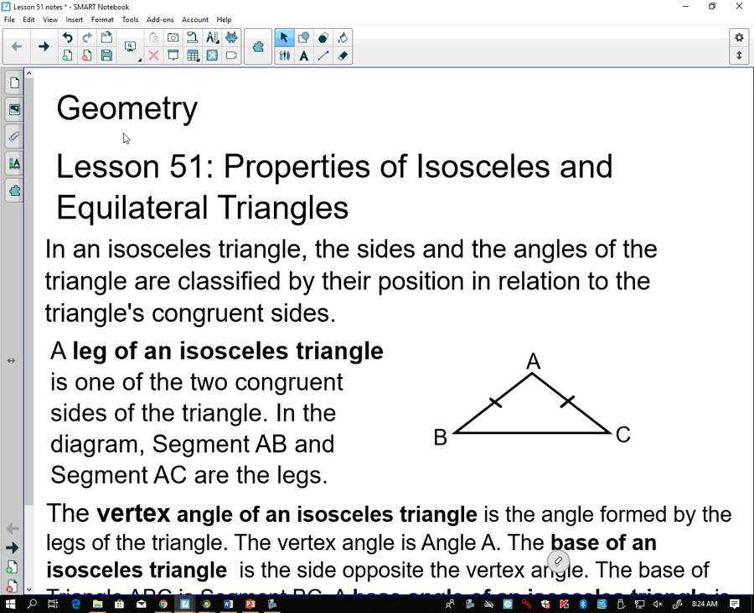So the first little label that we have here is the leg of an isosceles triangle is one of the two congruent sides. So can anybody point out to me using two letters, right? Because we can't identify a side with only one letter. We can identify an angle with only one letter, but we need two letters to identify a side. Can you give me two letters that identify a leg of the triangle shown here? A leg, based upon the definition. Yeah. AC. Yep. AC is a leg.